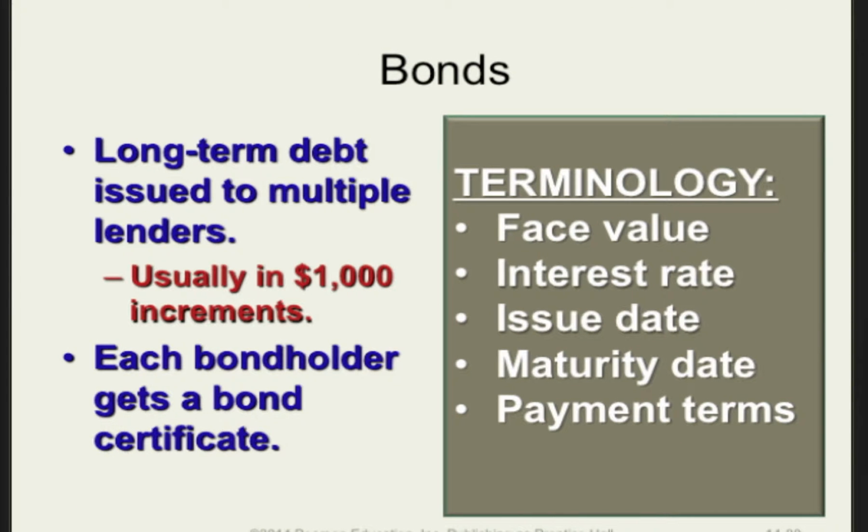In addition to long-term loans, companies can also create debt by issuing bonds. Bonds are long-term debt issued to multiple lenders usually in $1,000 increments. The bonds have a contractual interest rate associated with them and also have a market value based on the relationship between the contract interest rate on the bond and the market interest rate available in the marketplace.